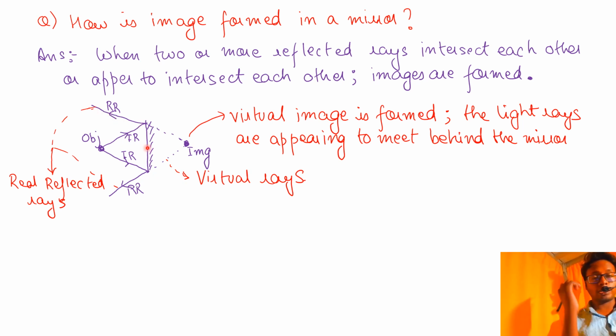Achha, one more thing. Okay, in case of a mirror, whenever any image is formed on the backside of the mirror, be it any kind of mirror, it is always a virtual image. Be it spherical mirror, be it concave mirror, be it convex mirror, when any image is formed on the backside of the mirror, backside means unpolished side of the mirror, that image is always a virtual image. Okay.